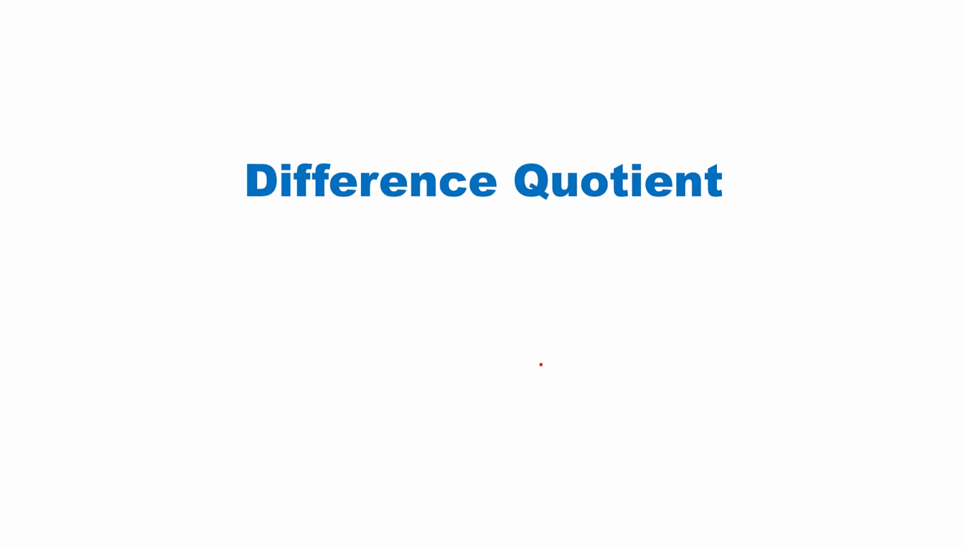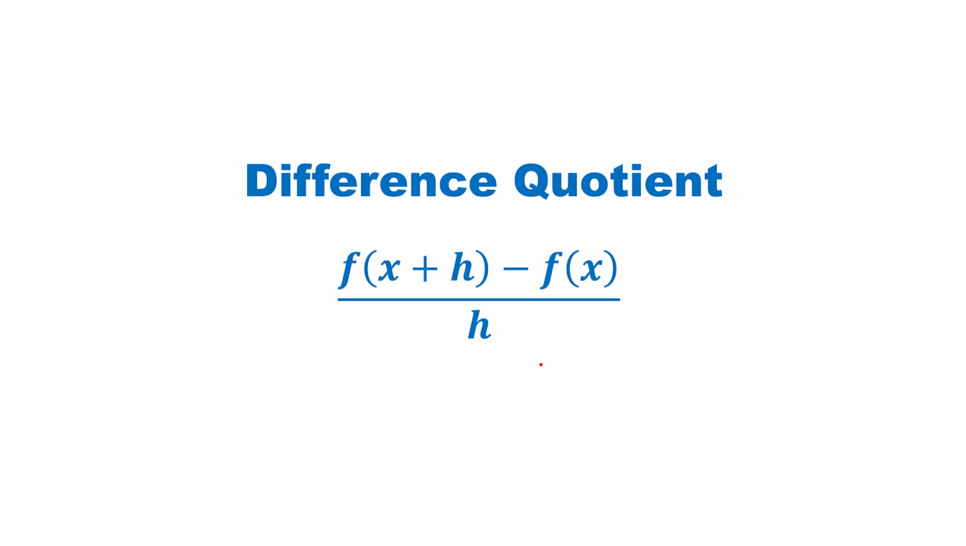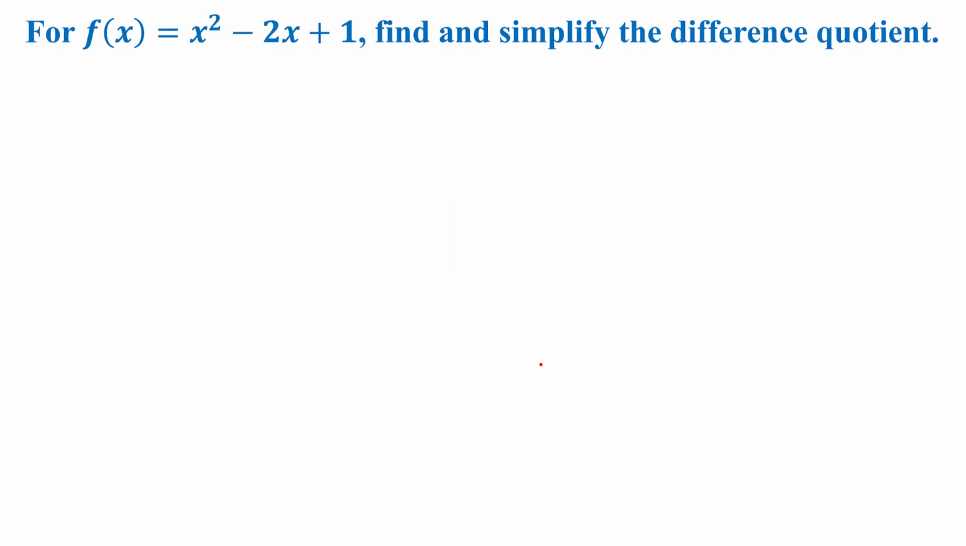Okay, let's go on and look at the difference quotient. We have a lot of things going on today. The difference quotient is f of x plus h minus f of x over h. Usually this will be given to you on an exam. It doesn't hurt to memorize it, but I don't think you probably will have to know it from memory. For f of x equals x squared minus 2x plus 1, let's find and simplify the difference quotient.